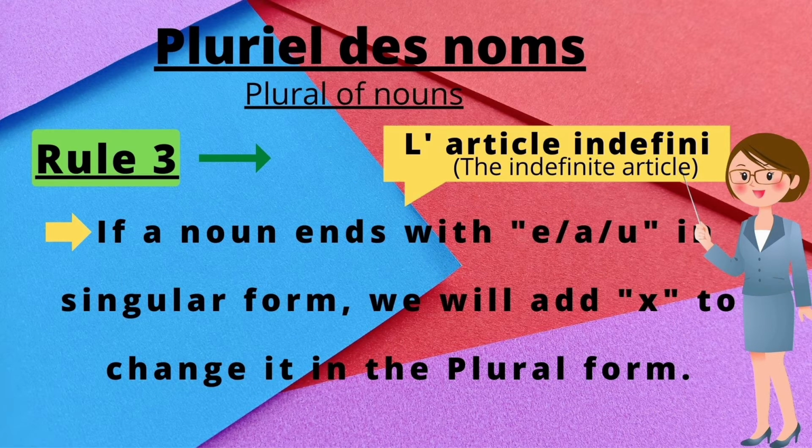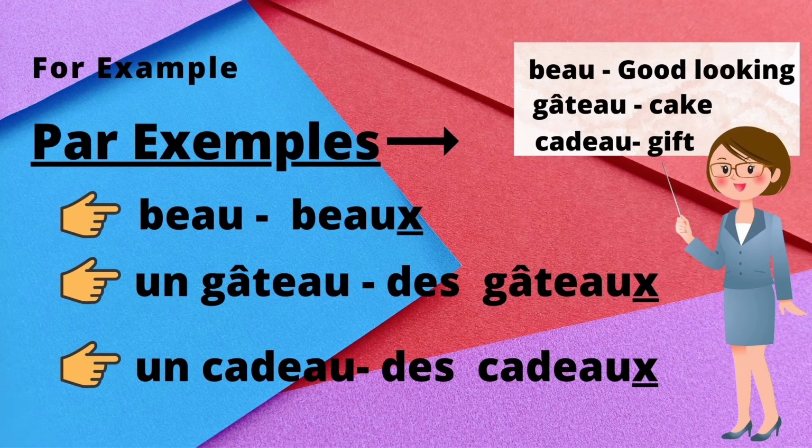Rule 3. If a noun ends with EU, AU in singular form, we will add X to change it to the plural form. For example, un gâteau, des gâteaux, un cadeau, des cadeaux.